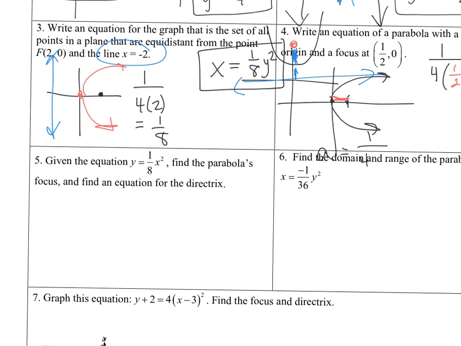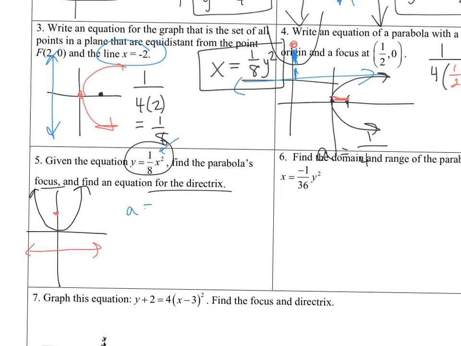Okay, number 5. Given the equation y equals 1/8 x squared, find the parabola's focus and find an equation for the directrix. So let's just draw a sketch of this here. If it's y equals, it's going to be going up and down, and this is positive. The vertex is at (0, 0), so it looks like this. So my focus has to be on the inside, and my directrix is my horizontal line on the other side of the vertex. So this time I know that A is equal to 1/8.